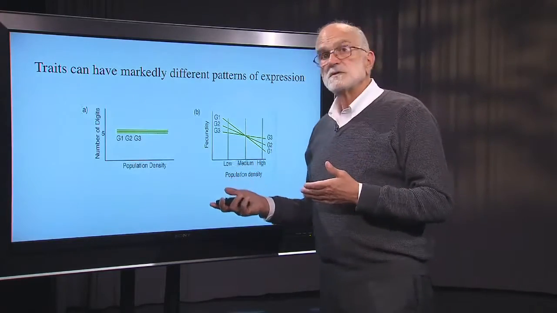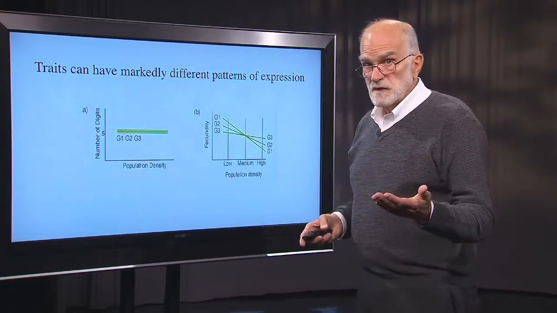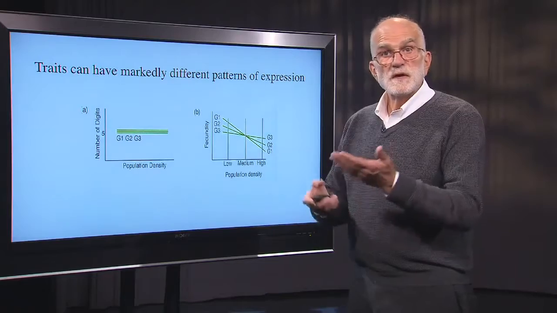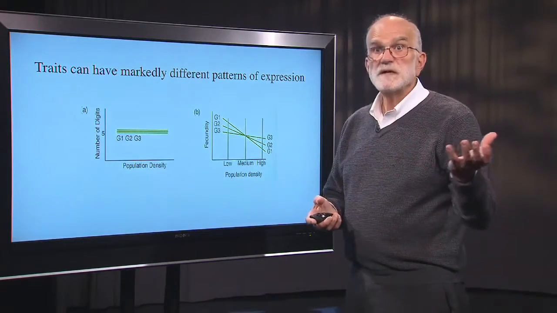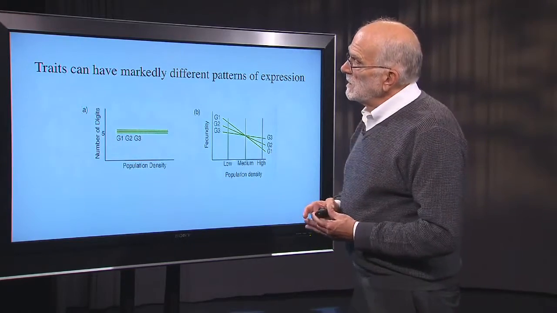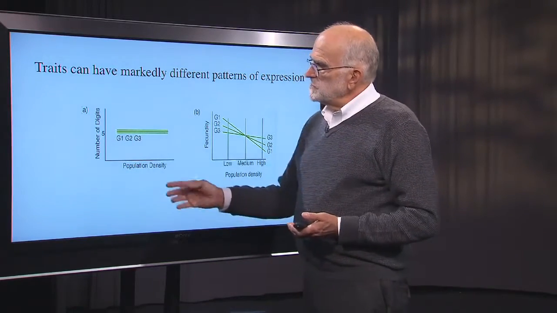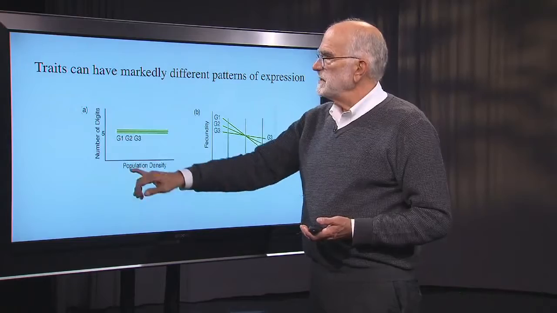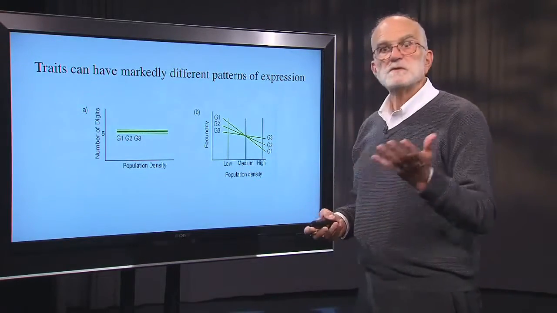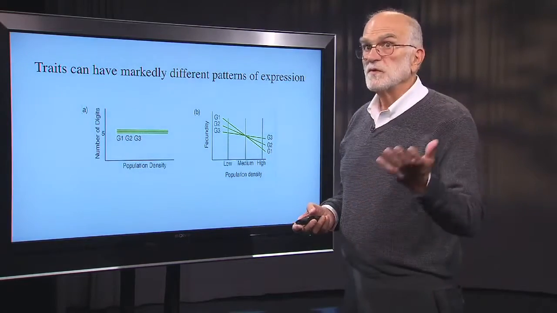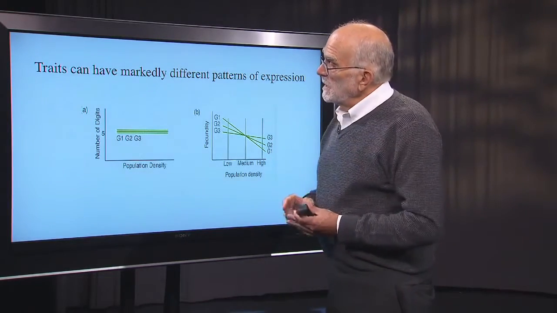Now, if we look across all of the traits in an organism, we see that organisms are mosaics of traits, and that some traits have quite different properties from others. So for example, let's just take number of digits and plot it against population density, say for humans or rats or frogs or any other tetrapod.